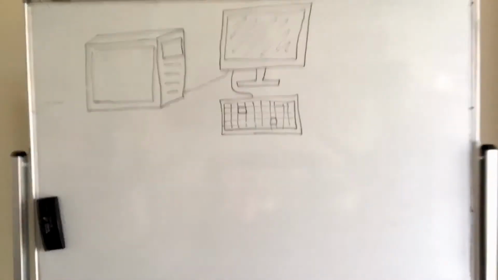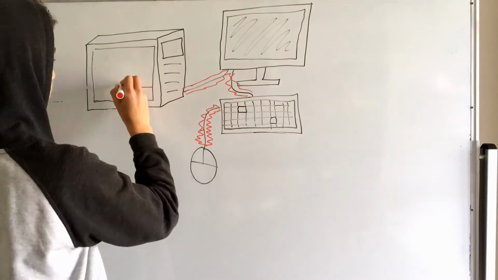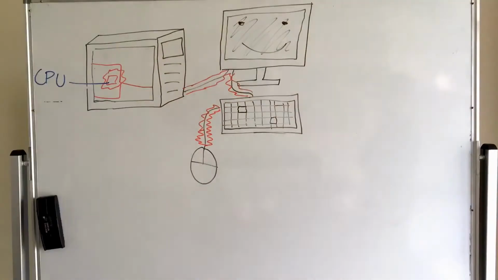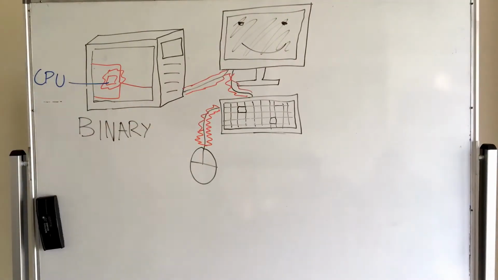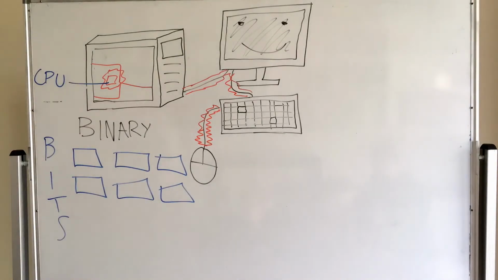Let's start from the mouse click. When you press a button on your mouse, an electrical signal is sent to the CPU. The CPU then turns it into a language that the computer can understand. This language is called binary, made up of bits. A bit can be either a 1 or a 0.